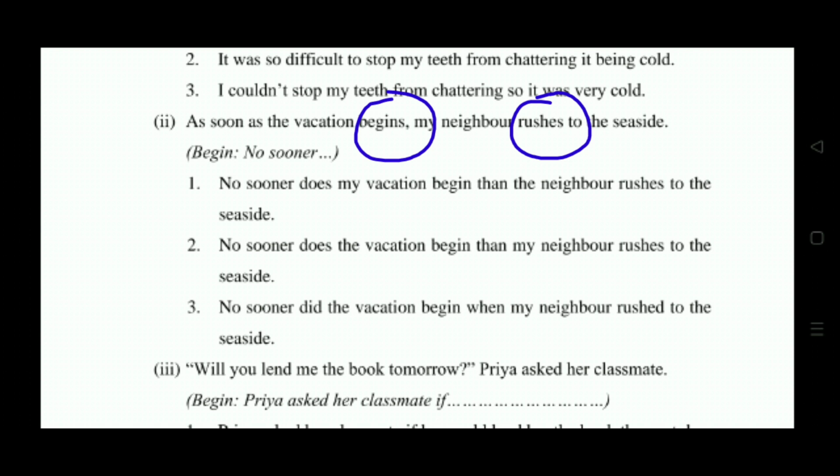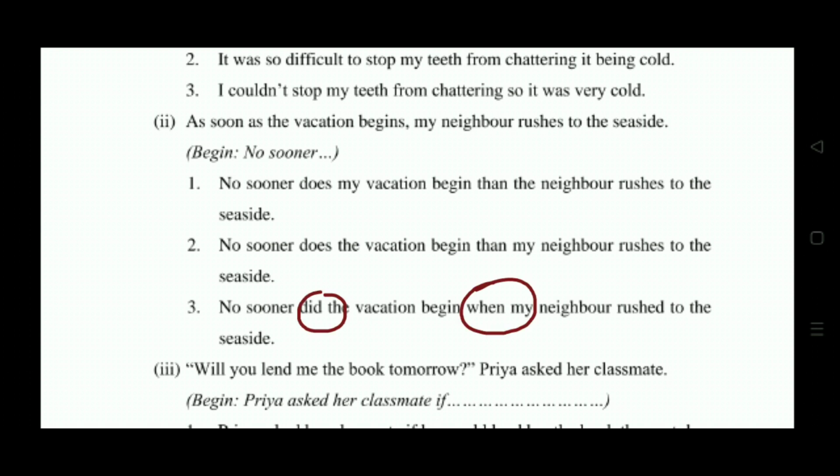Option 1. No sooner does my vacation begin than the neighbor rushes to the seaside. Does begin, rushes, simple present tense. Well, no problem. Then come to option 2. No sooner does the vacation begin than my neighbor rushes to the seaside. Here also does begin, rushes, no problem at all. Next, option 3. No sooner did the vacation begin when my neighbor rushed to the seaside. Here there are 2 problems, 2 errors.